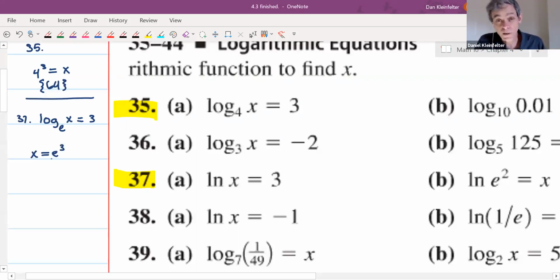Take a look when you do the homework online and see if it says round your answer to 2 decimal places, or are you supposed to enter an exact answer? In general, the further you go in math, the more you want to just leave things as exact answers. And e is kind of like pi in that we don't usually turn it into a decimal unless we have to. So I'm just going to leave that as e cubed.